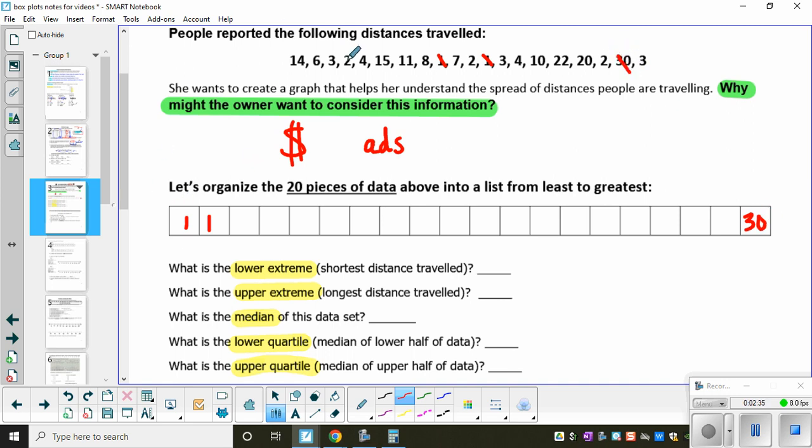After the ones, let's look for any twos. I got 1, 2, 3 of those. Now let's look for our threes. I got 1, 2, 3 of those. Okay. Now let's look for our fours. We've got 1, 2 of those. Let's see if we have any fives. I don't see any fives. Now let's look for the sixes. I got a 6, and that's it. Let's check for sevens. There was 1. Saw 1, 8.